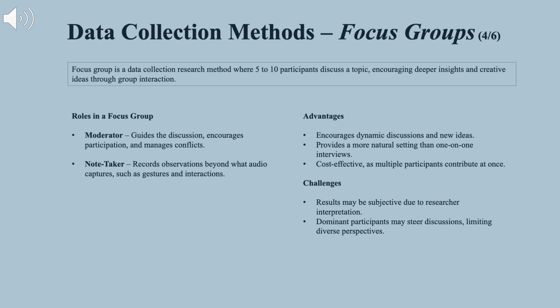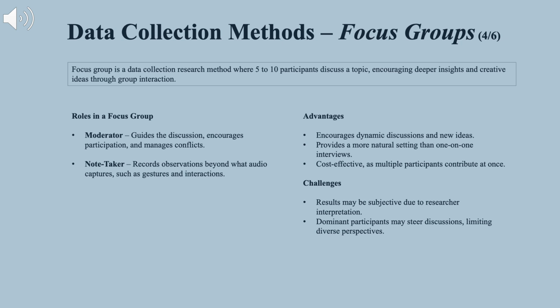Observation is a data collection method where researchers directly observe a phenomenon, providing insights into actual behaviors rather than self-reported actions or thoughts. It can be used in both field and laboratory settings and is often an alternative to questionnaires or interviews. Two main types of observation are systematic observation and participant observation.